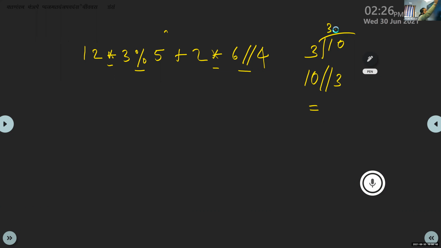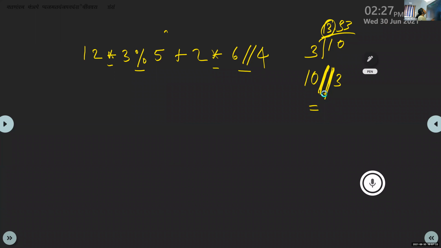In normal division, 10 by 3, the result is 3.33. But if you are giving floor division, it will take the result as 3. That means it will take only the integer part as the result. That is the meaning of this double slash. Is it clear, Sarah? Okay. So floor division is for taking the integer part as result.